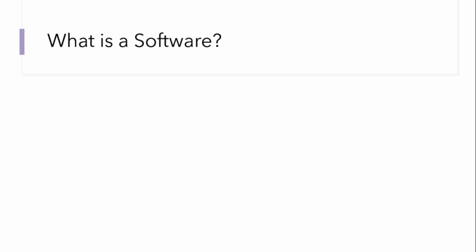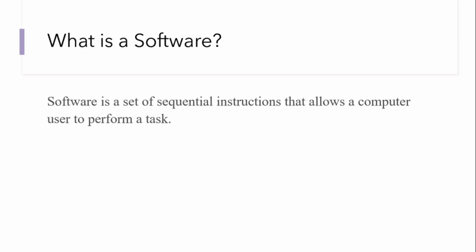So let's begin. What is a software? A software is a set of sequential instructions that allows a computer user to perform a specific task. So we've made mention of sequential instructions over here. So what are these sequential instructions we are talking about? This sequential set of instructions are the various codes that the programmer writes, and then the aim of writing all these codes is to allow a particular user or a customer to achieve a particular task he is looking out for. So the main aim of software development is to solve a particular problem.